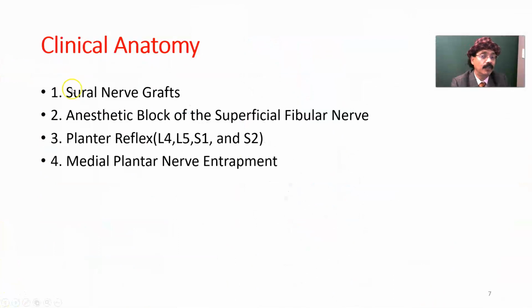And we have some clinical anatomy. Sural nerve graft: surgeons sometimes need a piece of nerve to graft in another place. The sural nerve is a site from where nerve grafts are taken. Anesthetic block of the superficial fibular nerve may be done. It can be located by telling the patient to do plantar flexion, and in a thin person it's possible to see the superficial fibular nerve. We can inject local anesthesia and the surgeon can do the surgery.